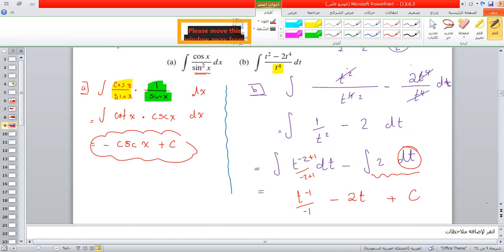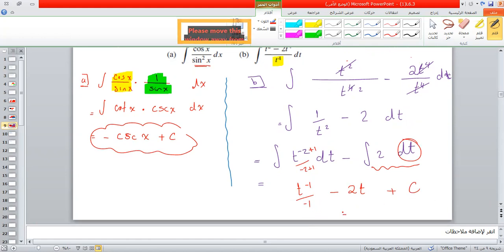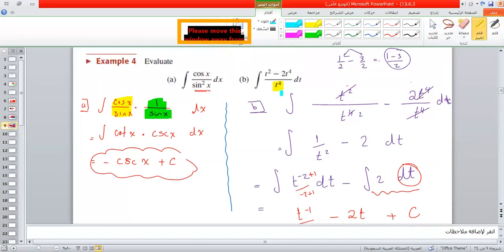You can finally write your final step in simplest form, which is negative 1 over t minus 2t plus c. Okay? Negative 1 over t minus 2t plus c. Any questions? Do you have any question, guys? And the last question, letter B: we split the fraction into the difference of two fractions.